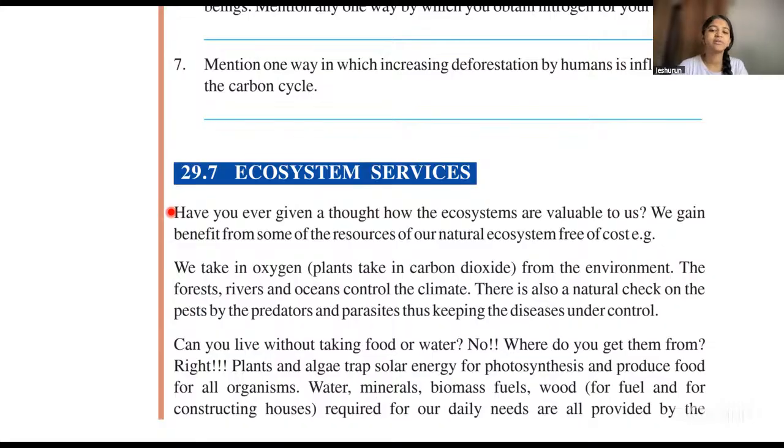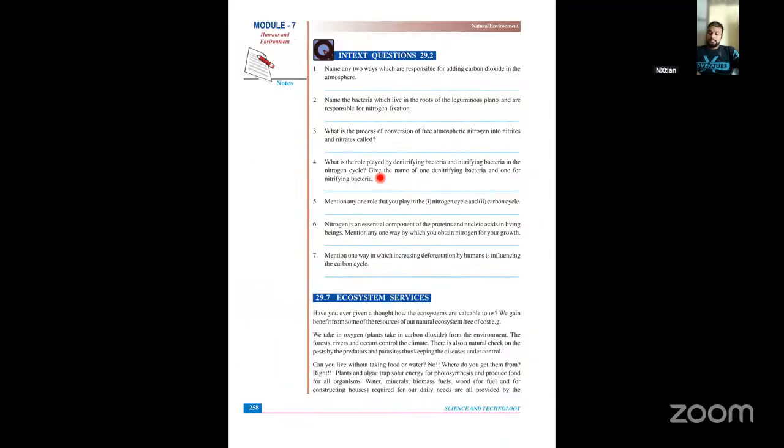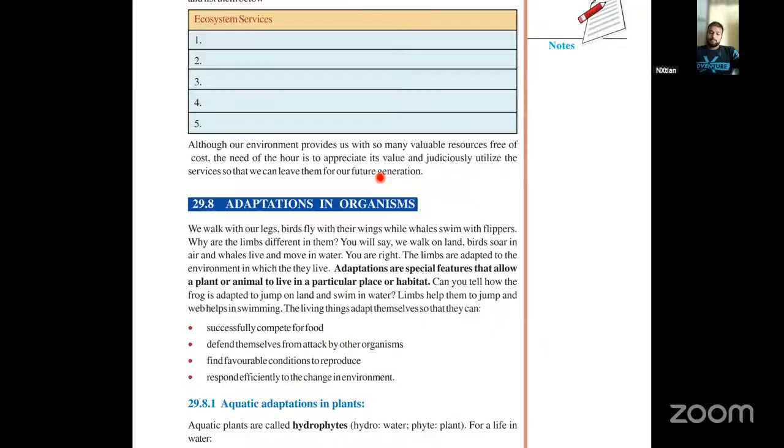Can you live without taking food or water? No. Where do you get them from? Right. Plants and algae trap solar energy for photosynthesis and produce food for all organisms. Water, minerals, biomass, fuels, and wood for fuel and for constructing houses, required for our daily needs, are all provided by the ecosystem. So basically, all these things are necessary and all are provided by each other.